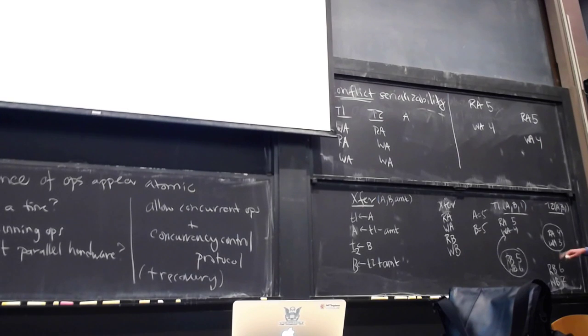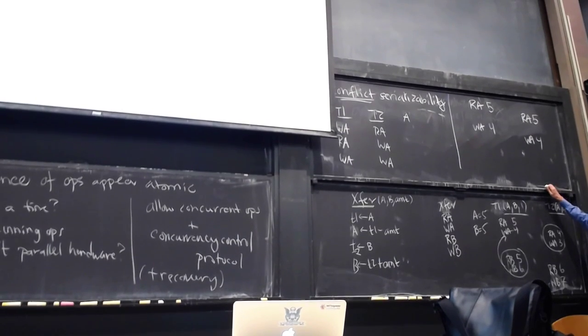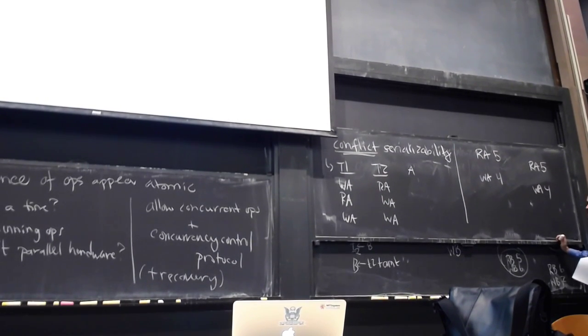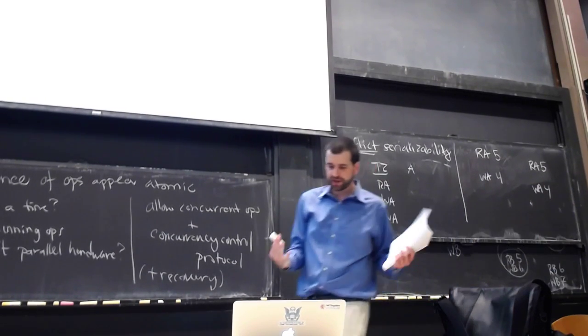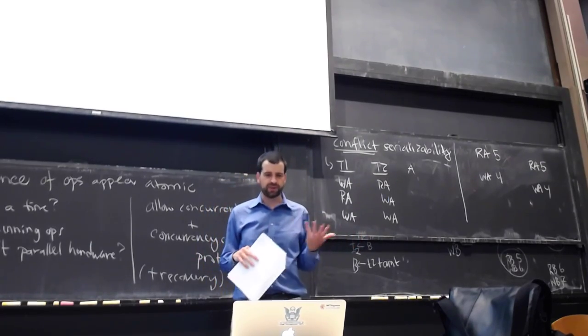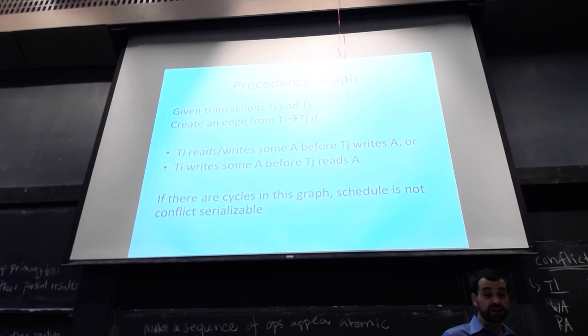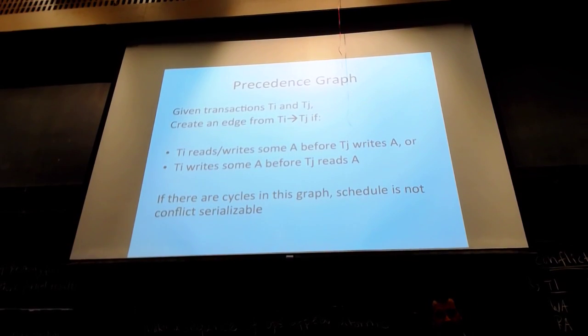Well, one way we can test for it is to see if we can apply this swapping thing. But another way is to make what we call a precedence graph, which tests this second rule here. So we can either try to do the swapping thing, or we can do this precedence graph thing, which is basically embodying the second rule that I just showed. Given two transactions, Ti and Tj, we draw an edge from Ti to Tj when there's a conflict. So if Ti reads some variable A before Tj writes it, or Ti writes some variable A before Tj reads or writes it, then we draw an edge, and that's a conflict.